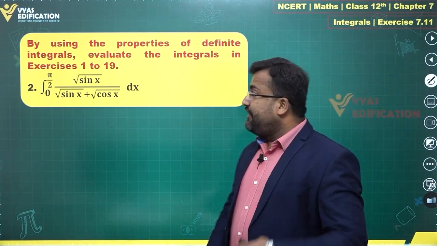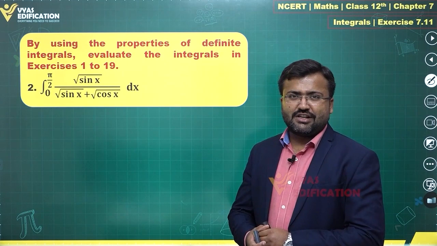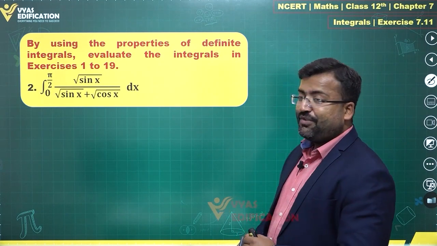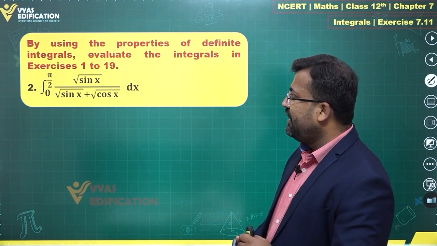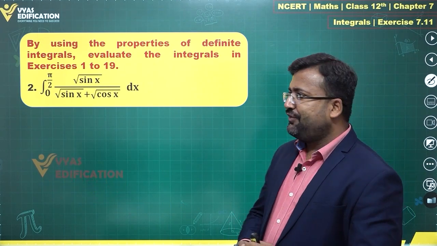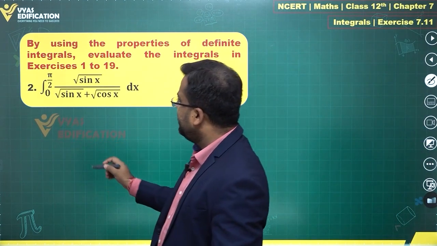In the second question, we have the integral from 0 to pi by 2 of under root of sin x, then you have under root of sin x plus under root of cos x in the denominator, dx. Once again, a very simple question if you think of properties, and very difficult if you think of solving it directly.